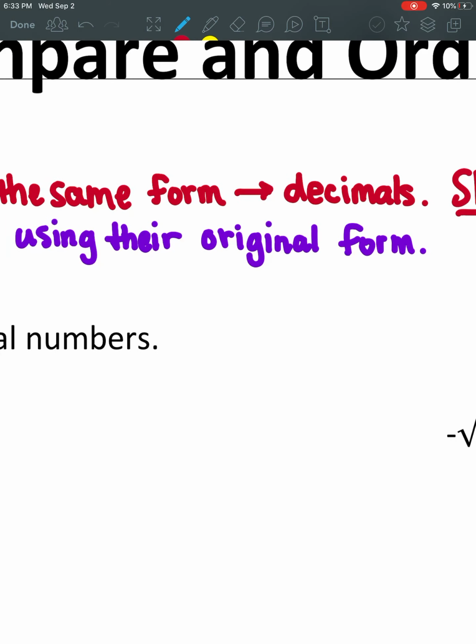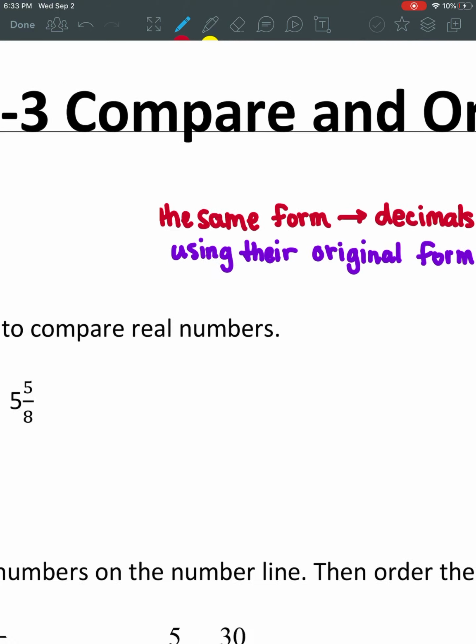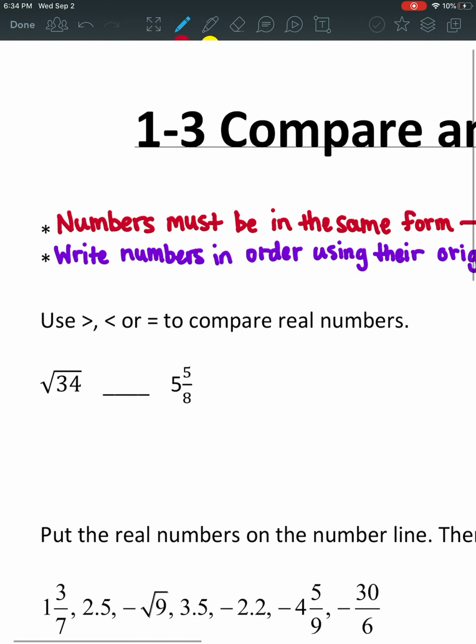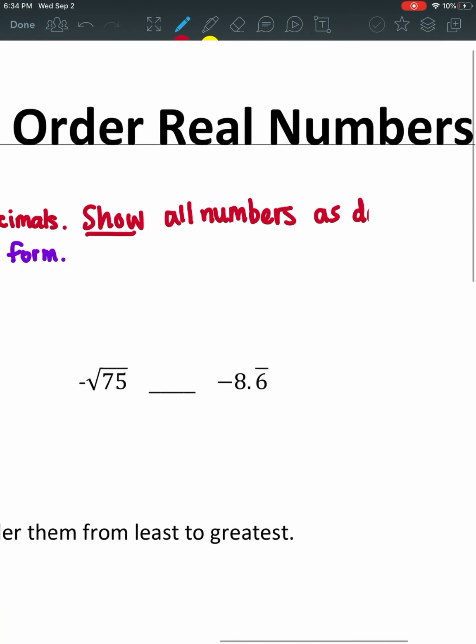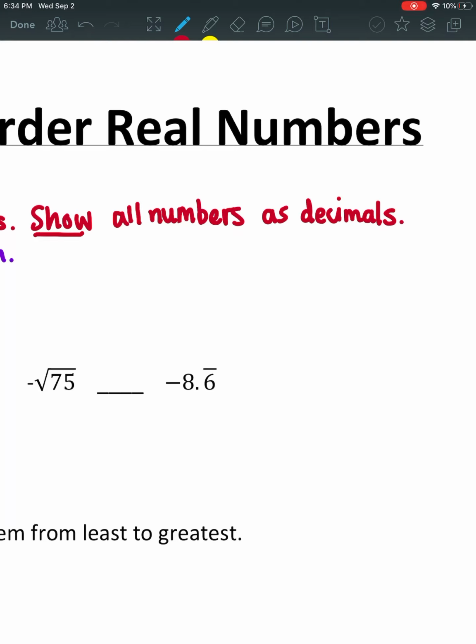And then I put a little arrow and said decimals. I like to change everything to decimals. Working with fractions usually creates more work because then we have to also find common denominators before we can compare them. So numbers must be in the same form, preferably decimals. And as a reminder, make sure you show all the numbers as decimals before we order them. That helps us put them on a number line.